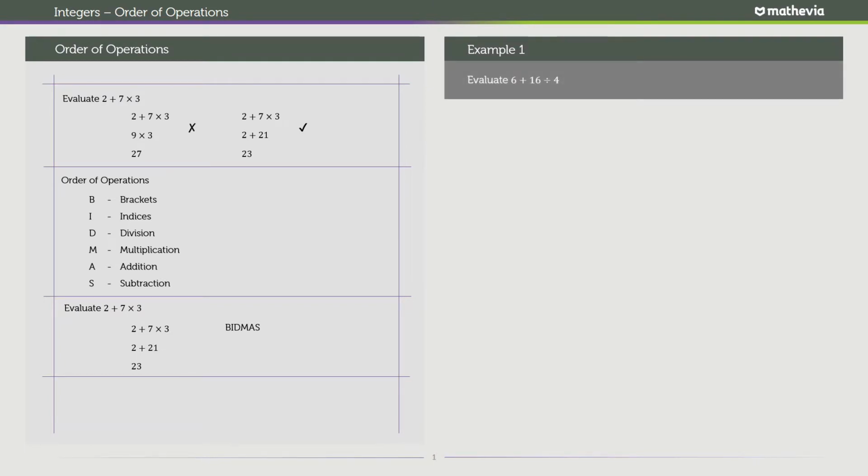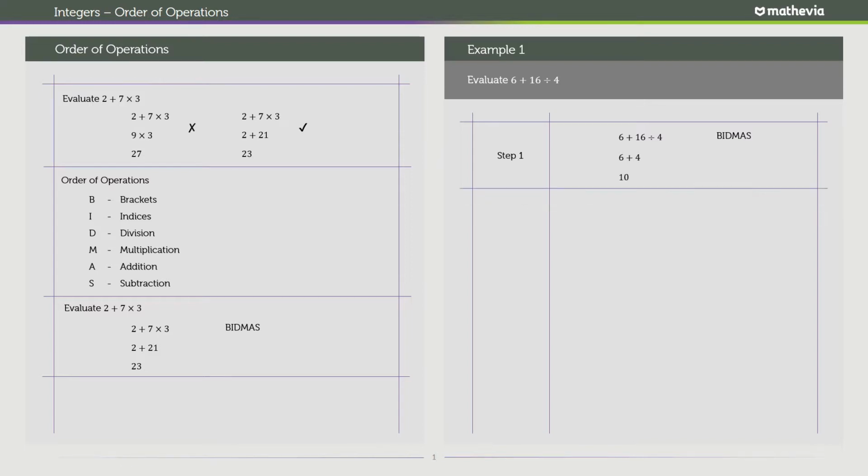Example 1 says evaluate 6 plus 16 divided by 4. We have two different operations here, addition and division. Which would we perform first? We write down BIDMAS, and D comes before A, so we do division before addition. 16 divided by 4 gives you 4, and then 6 plus 4 gives you a final answer of 10. Very simple, very straightforward. Let's do another example.